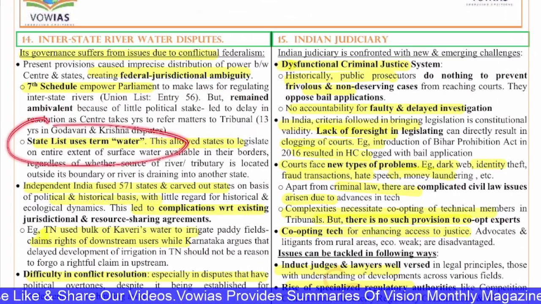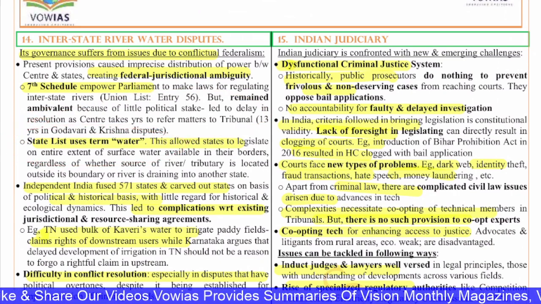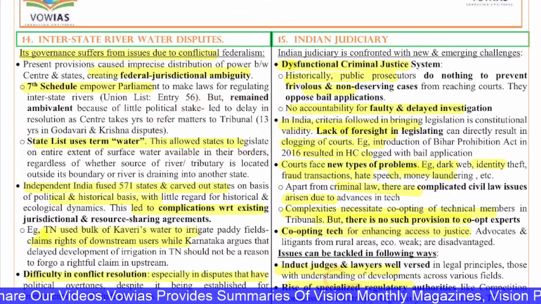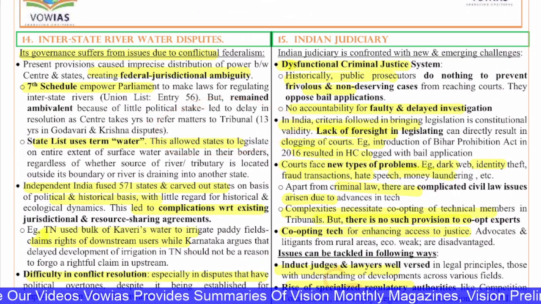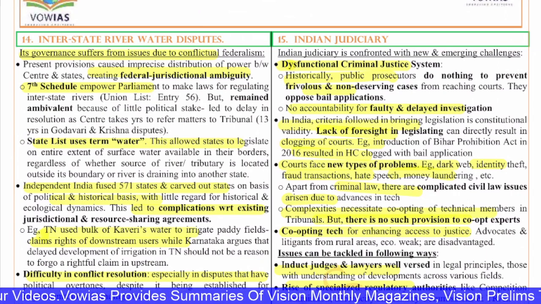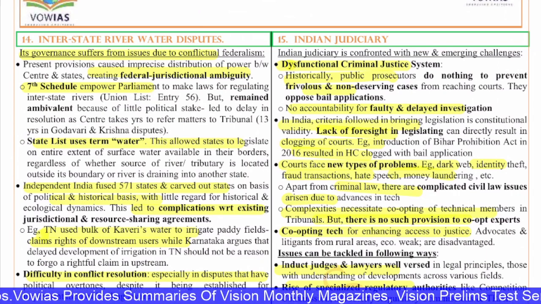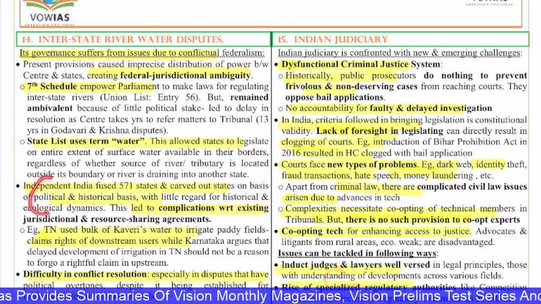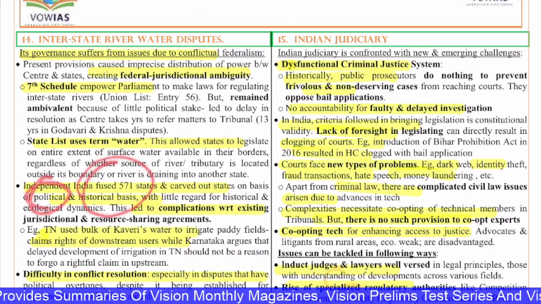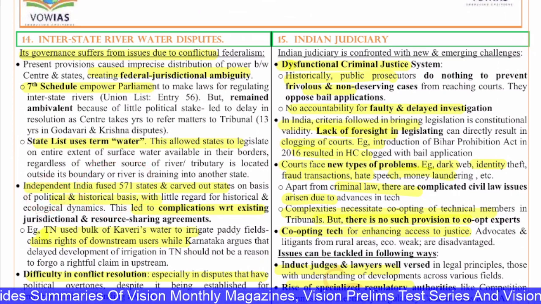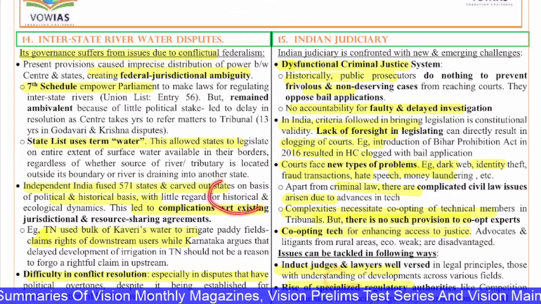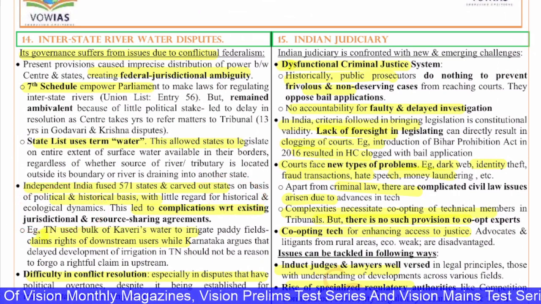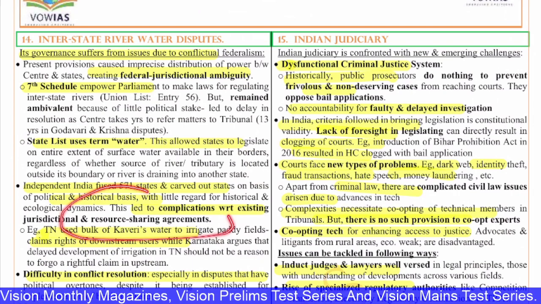The State List uses the term water. This allows the states to legislate on the entire extent of the surface water available within their borders, regardless of whether the source or the tributary of the river draining into the state is located outside its boundary. These things are not considered. And in independent India, we fused 571 states and carved states on political, historical, and linguistic bases. And with this, we had very little regard for historical and ecological dynamics. This led to complications with respect to existing jurisdictions and resource sharing agreements.